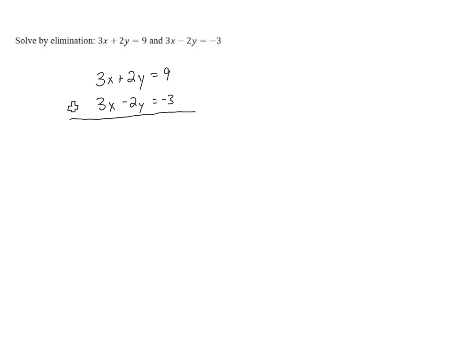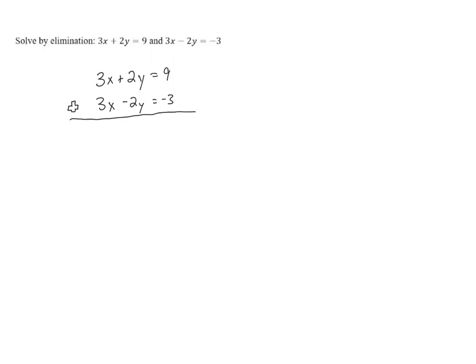This is allowed by the properties of equality because in an equation, the left-hand side is equivalent to the right-hand side. So when we're adding a second equation to a first equation, we're really adding equal quantities because the two sides are equal.